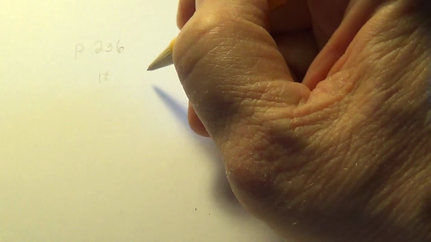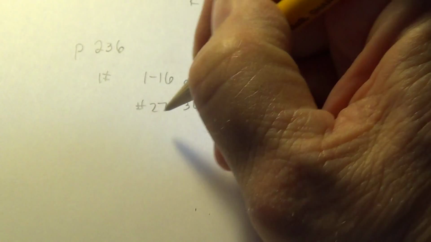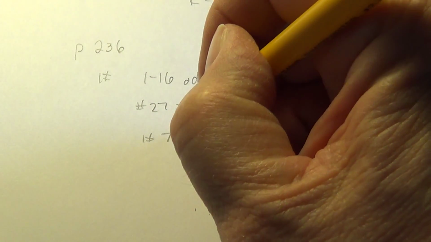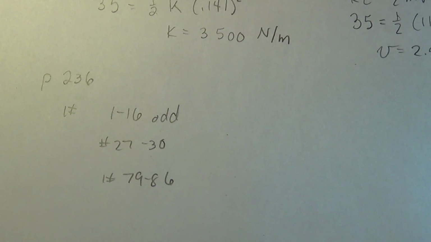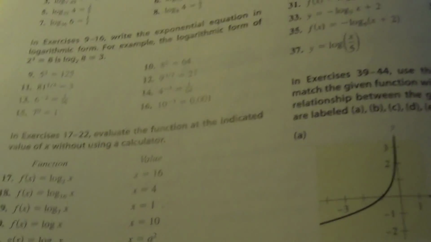The math that we did was on logarithms, and we had a video on Thursday night, and the homework is on page 236, numbers 1 to 16 odd. We didn't have very long. And number 27 to 30 all, and number 79 to 86 all. So let me show you those problems, and the more you can do before you come back, the better.